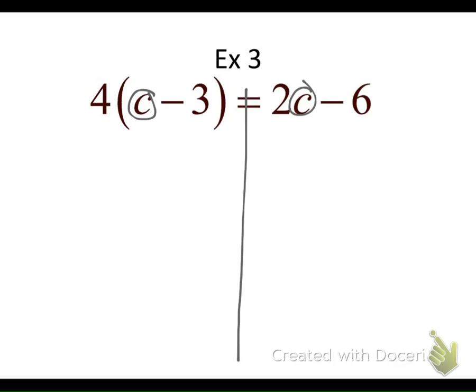So we have 4 parentheses c minus 3 end parentheses equals 2c minus 6. All right. What do I do first? Distribute, okay? So 4 times c. What's 4 times c, Brendan? Then what do I distribute, Brendan? You're going to work this whole first step. 4 times 3 is 12. No. 4 times what kind of 3? Negative. Which is? Negative 12. There you go.